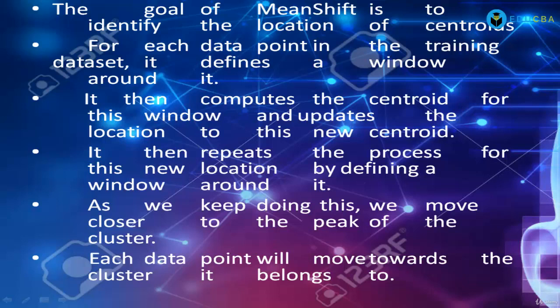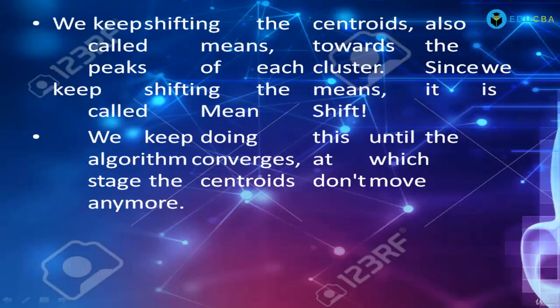As we keep doing this, we move closer to the peak of the cluster. And finally we will get our peak, so each data point will move towards the cluster it belongs to. We keep shifting the centroid, also called means. So what we are doing here is shifting our centroid towards the peak of your cluster. Since we keep shifting our means, that's why its name is Meanshift algorithm. So why is it Meanshift? Because we are shifting our means.